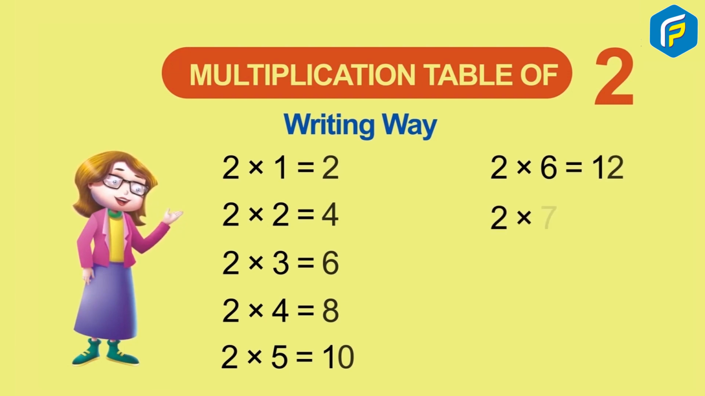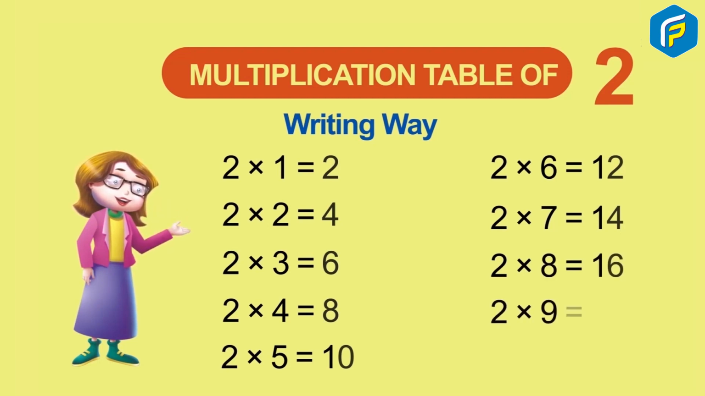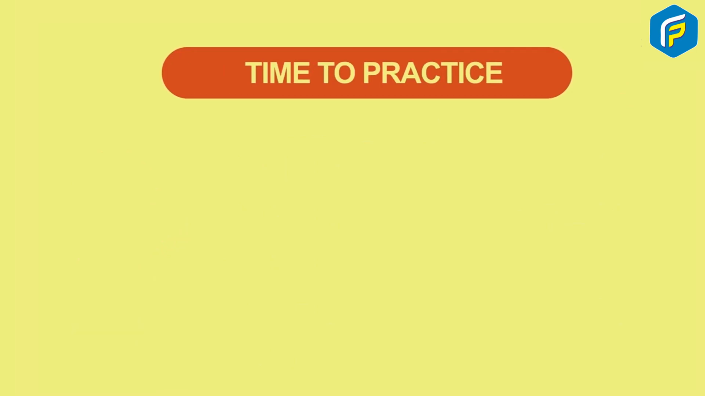2 into 7 is equals to 14. 2 into 8 is equals to 16. 2 into 9 is equals to 18. 2 into 10 is equals to 20. Time to practice. Fill the answers in the boxes.